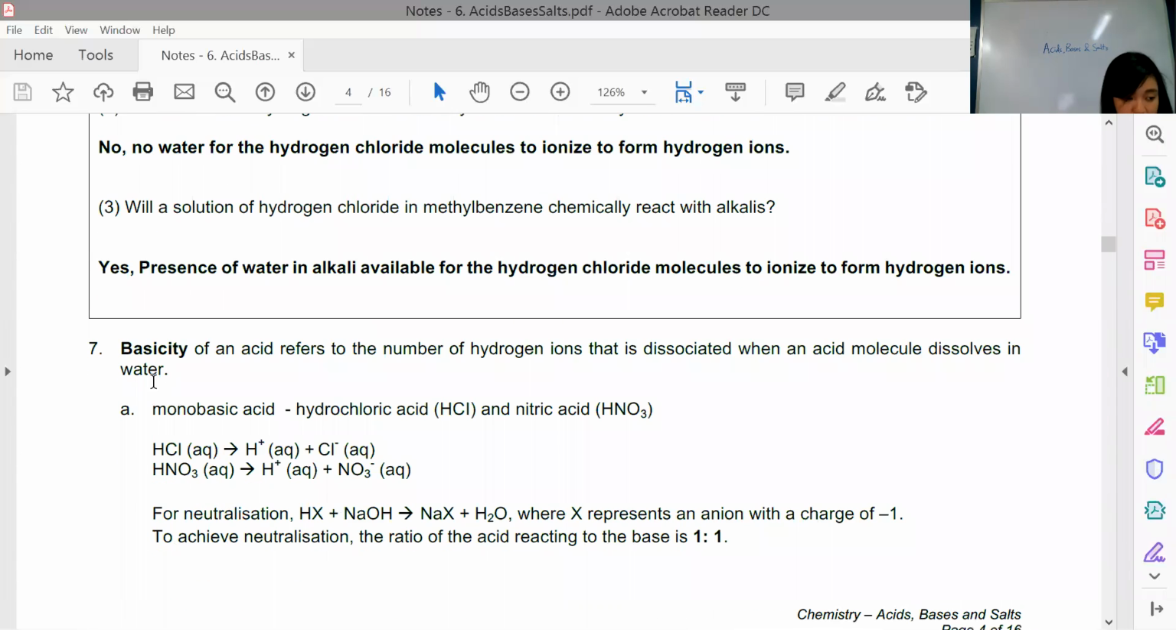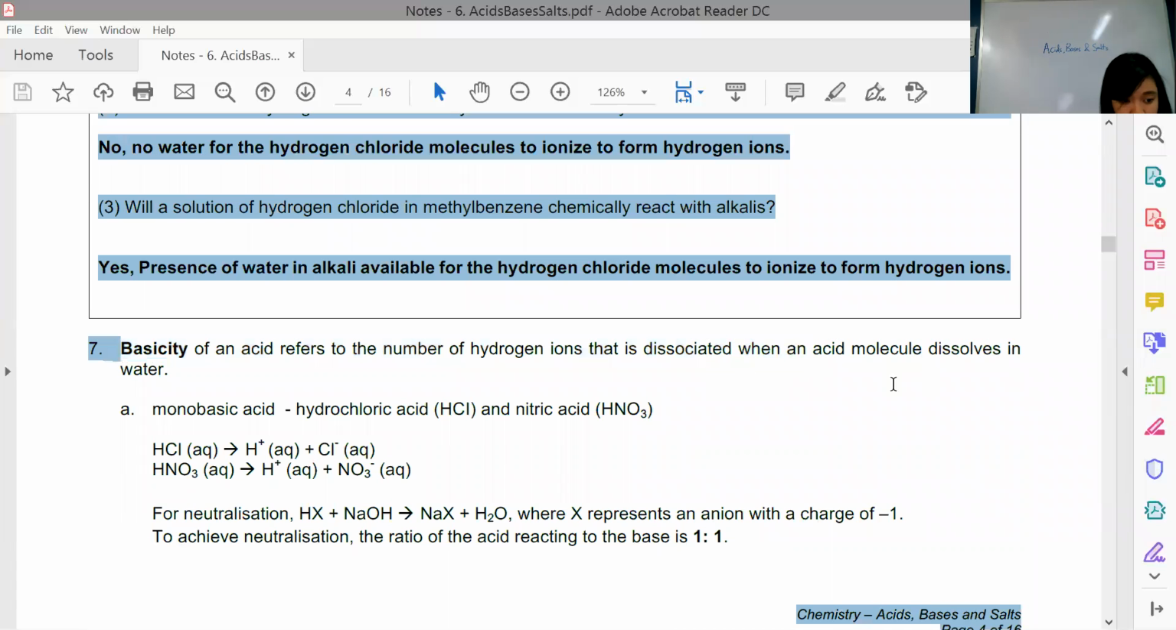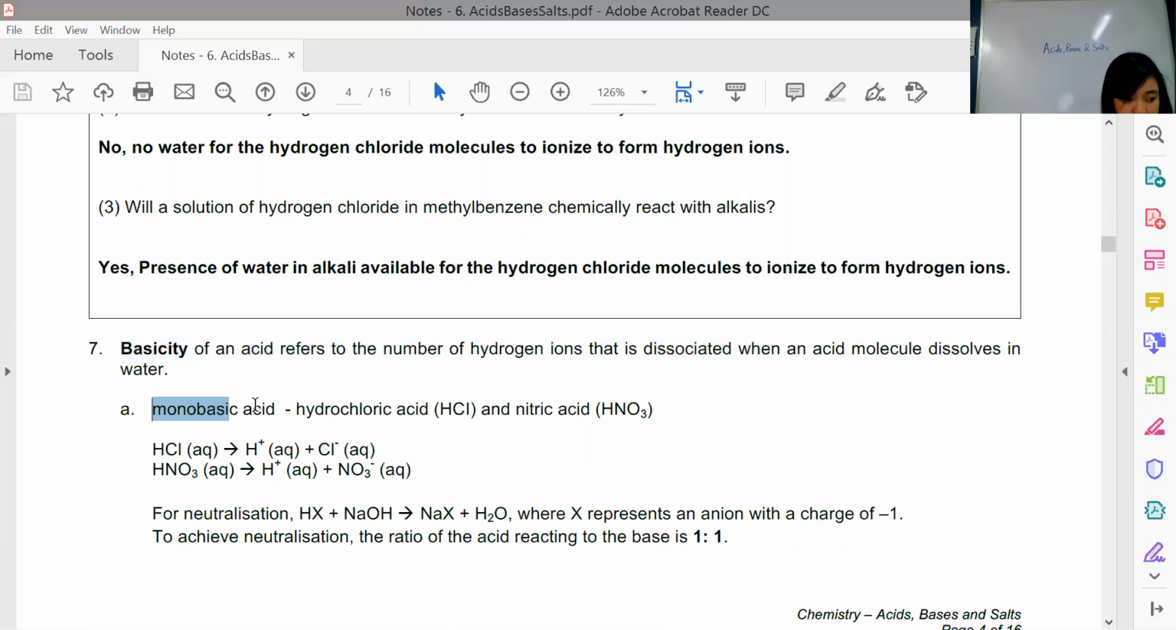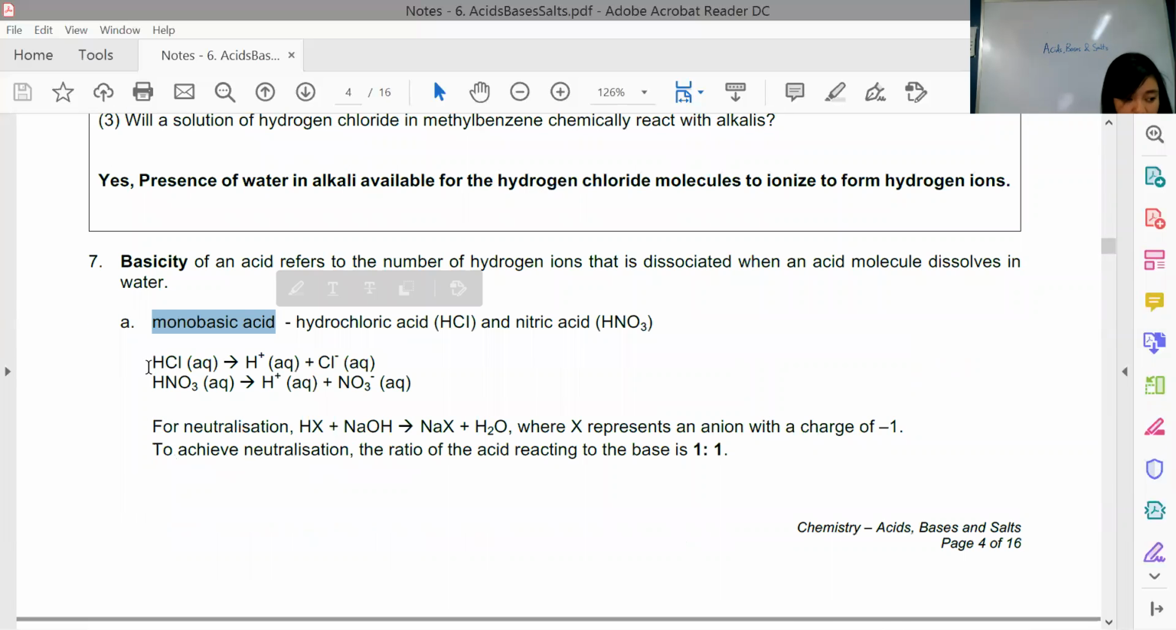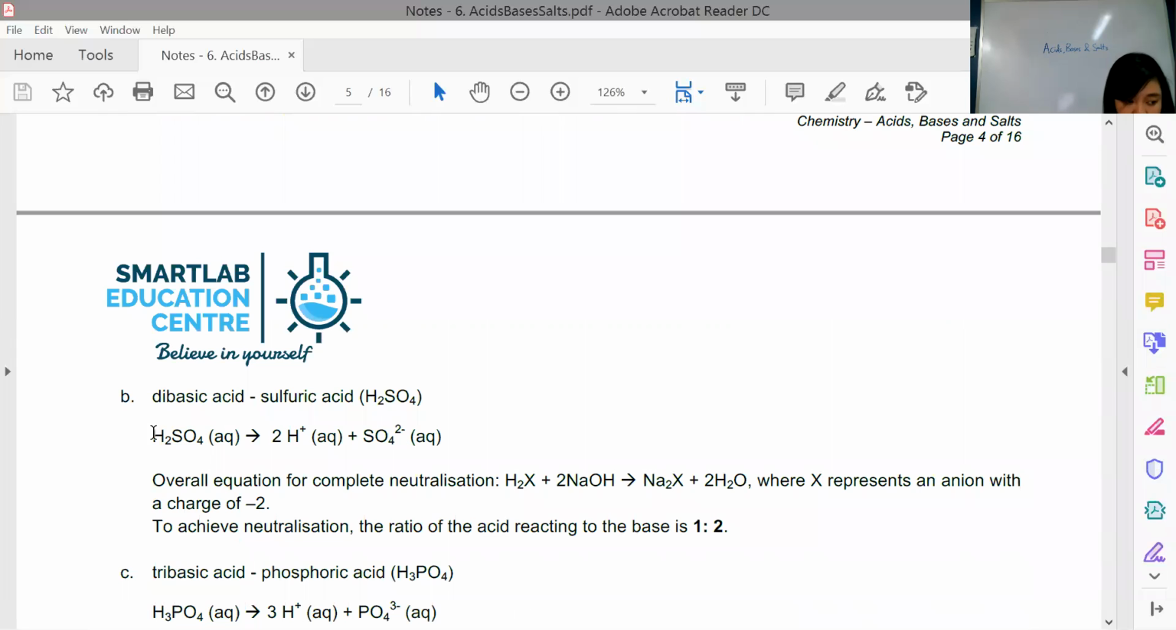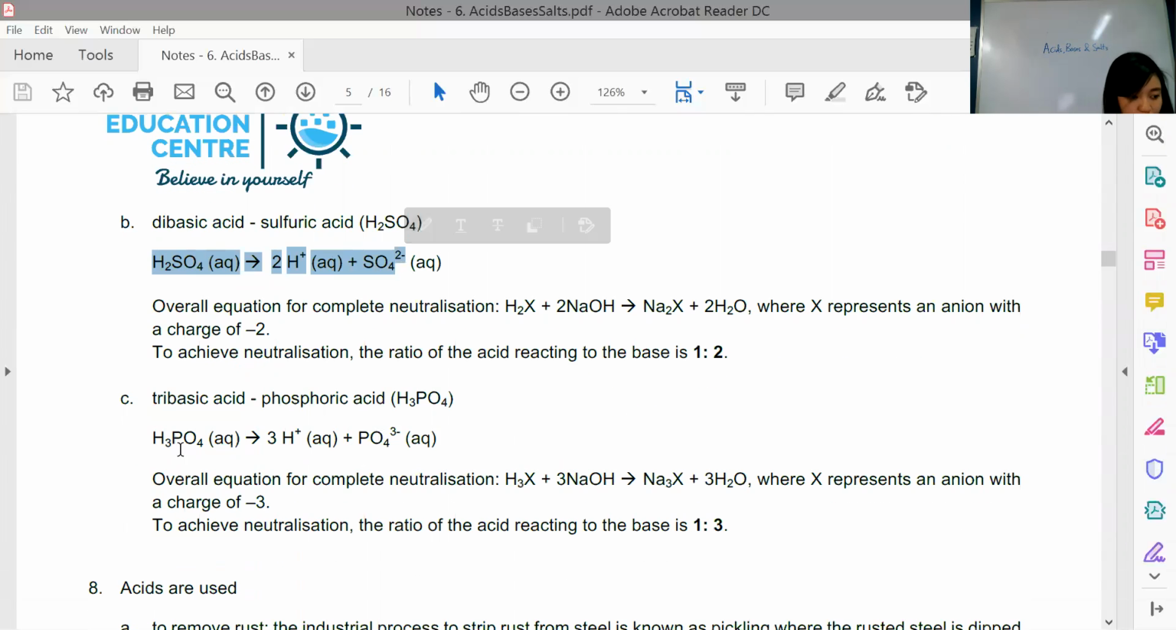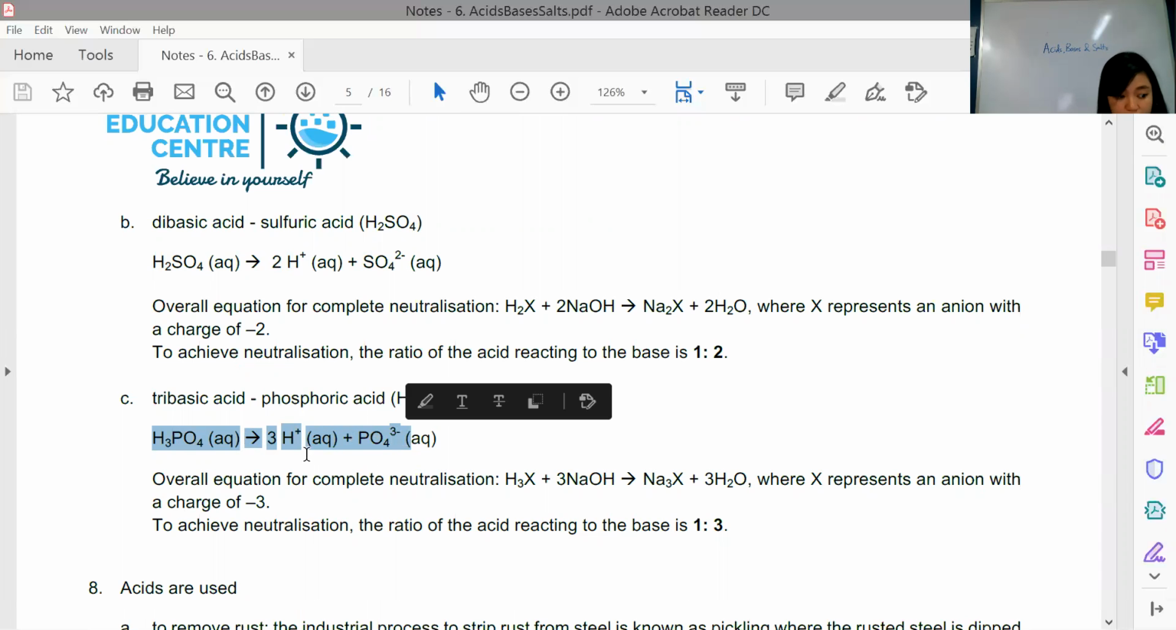The basicity of an acid will refer to the number of hydrogen ions that is dissociated when the acid molecule dissolves in water. So for example, we have a monobasic acid. HCl is one of them because it will dissociate to form just one hydrogen ion. Whereas for H2SO4, it's a dibasic acid because when it dissociates, you'll get two hydrogen ions. And for H3PO4, it's actually a tribasic acid because when it dissociates, it will produce three hydrogen ions.